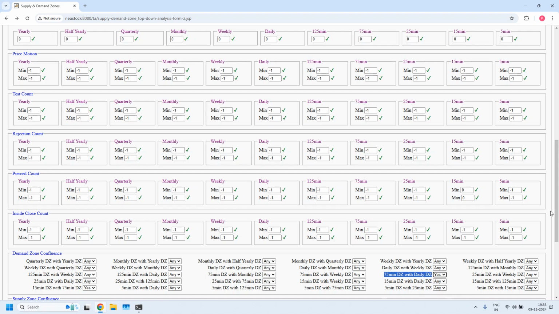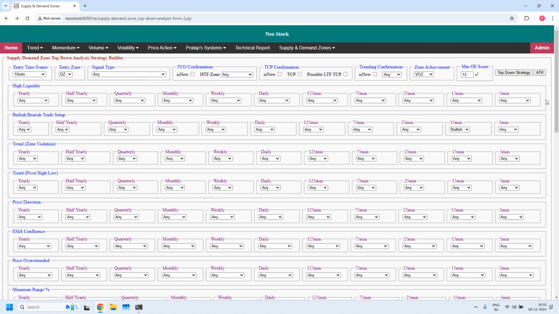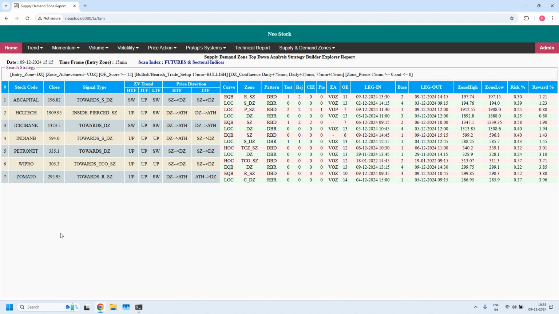With all the 3 filters, sorry, this is not enabled. Okay, we have 3 filters enabled: LTF, ITF, HTF demand zone confluence. We got 7 stocks. These 7 stocks are all 15 minute zones for the entry time frame. These 15 minute zones are part of the 75 minutes demand zone, both together again part of the daily demand zone. And the daily trend is up in all these stocks except first and third.